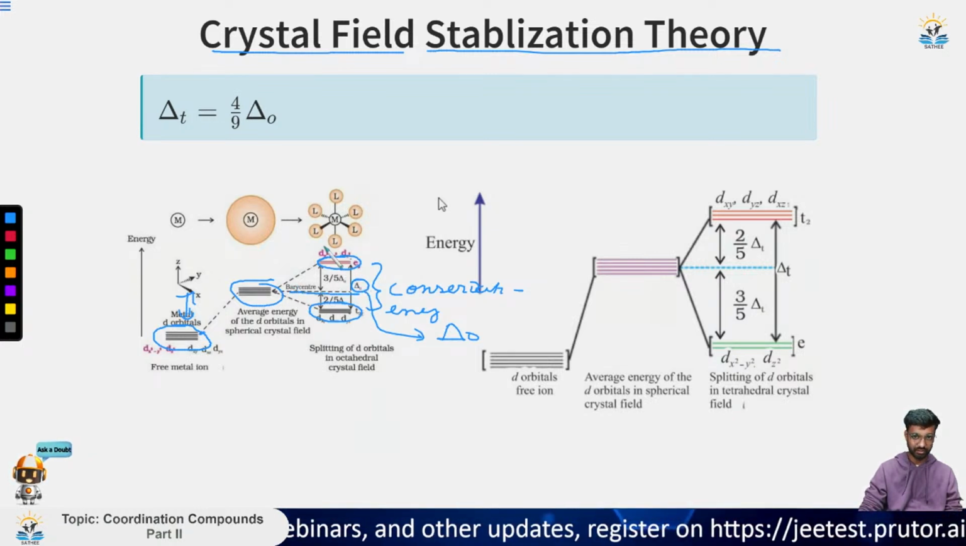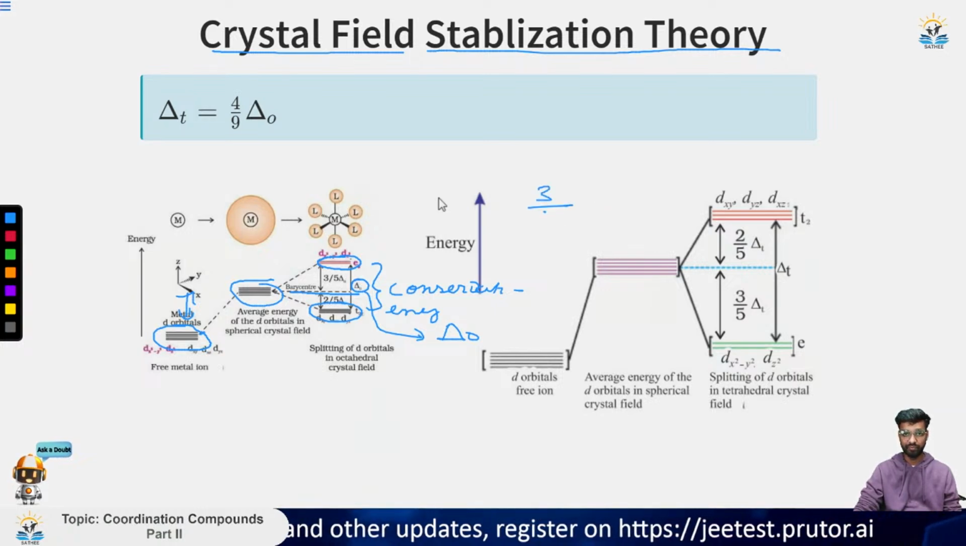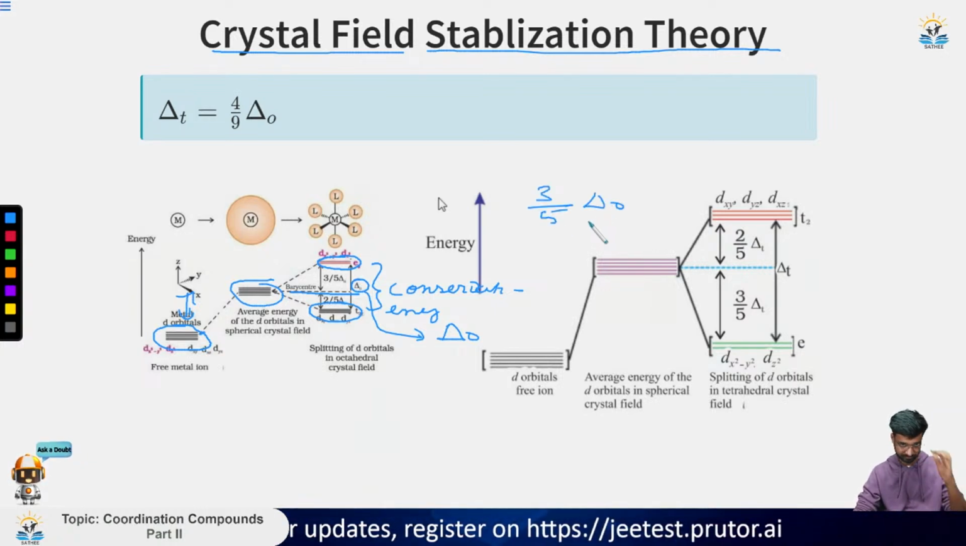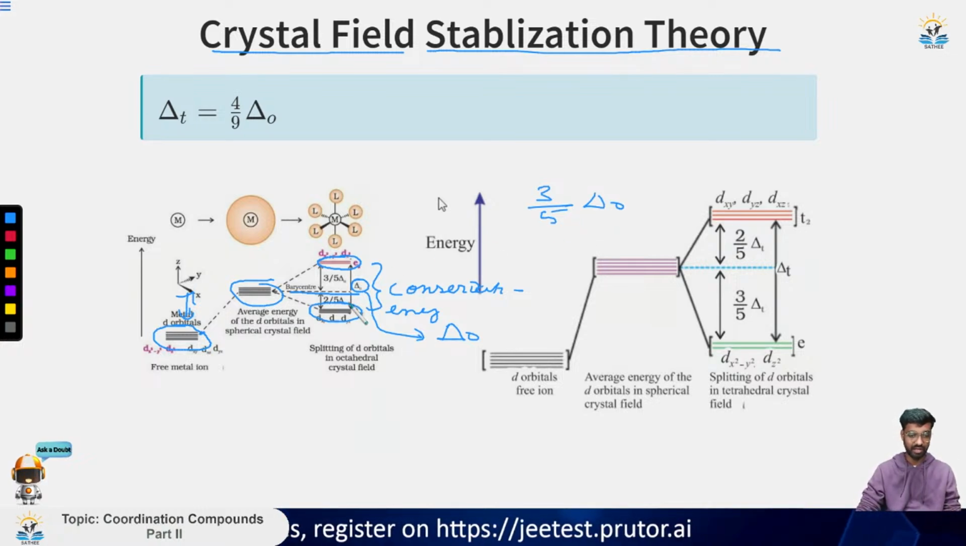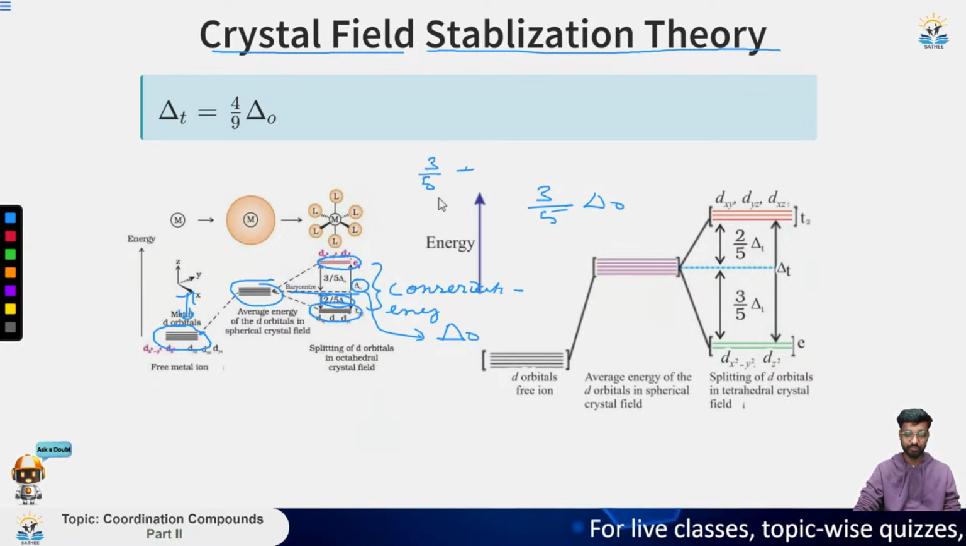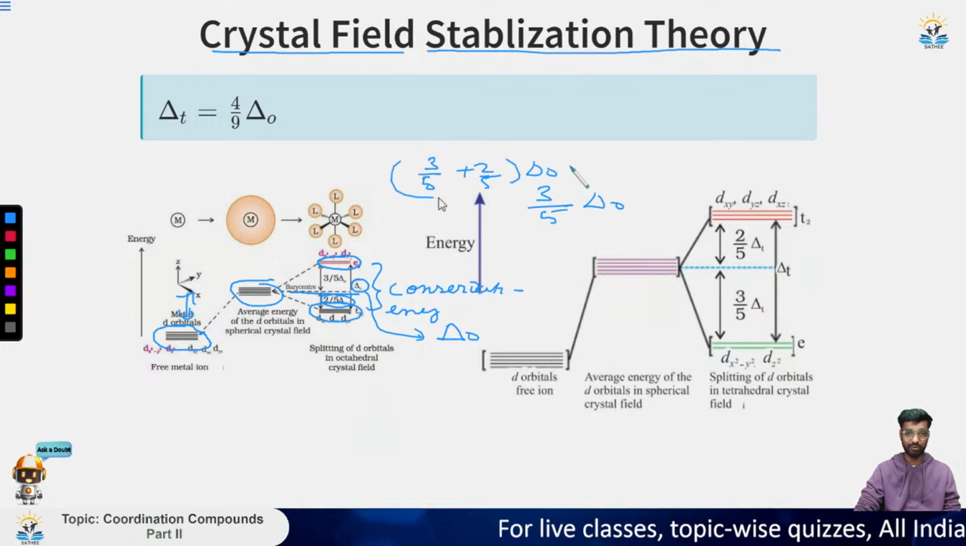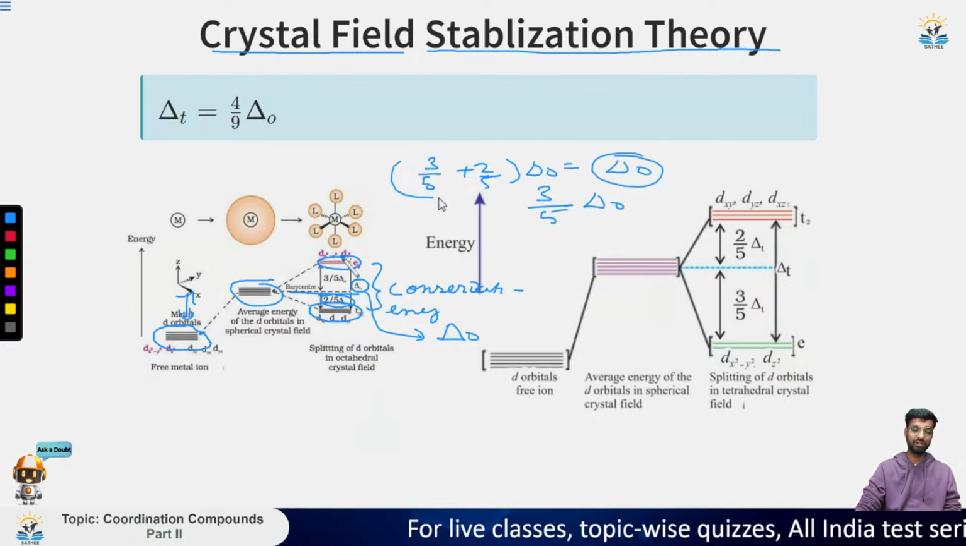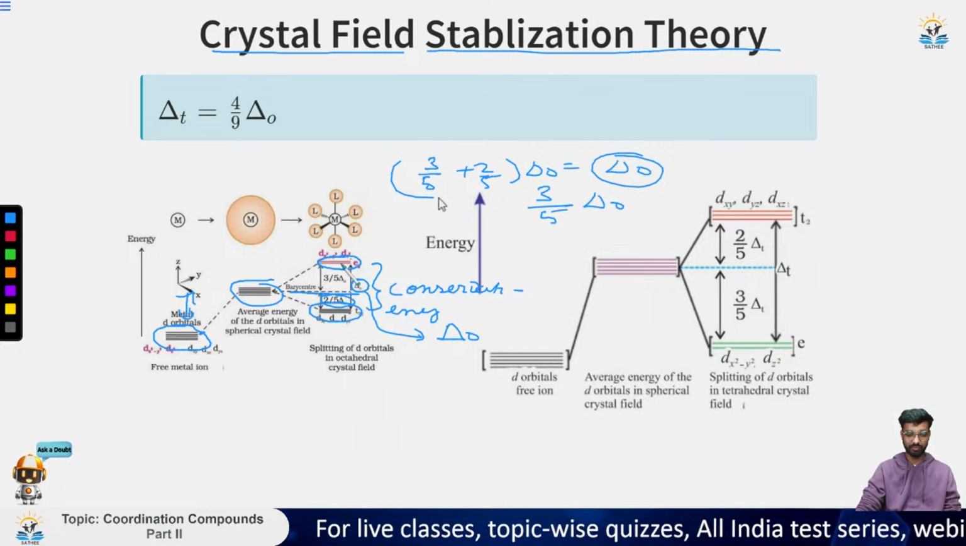Now these orbitals are present at 3 by 5 delta naught, and these are at 2 by 5 delta naught. This means these orbitals are raised in energy by a magnitude of 3 by 5 delta naught. At the same time, these three orbitals are dropped in energy by a magnitude of 2 by 5 delta naught. If you add both, 3 by 5 plus 2 by 5, with delta naught common, you get a total energy of delta naught. This is the energy gap between the two sets of orbitals.